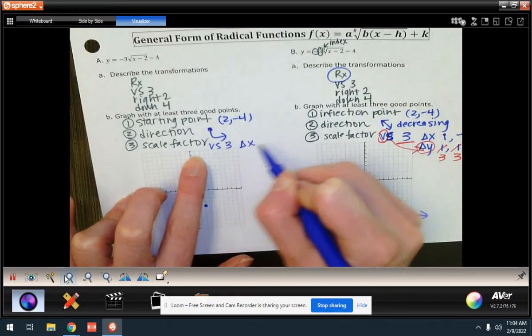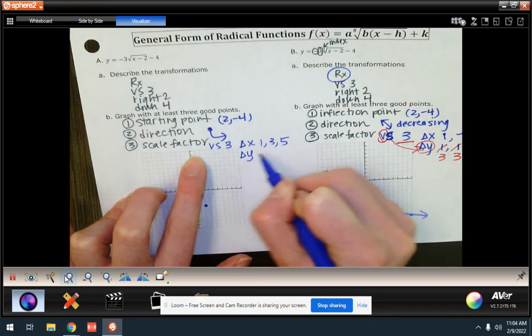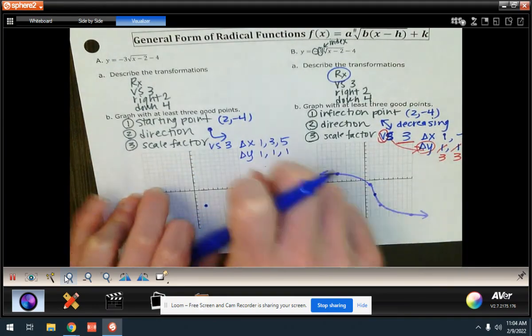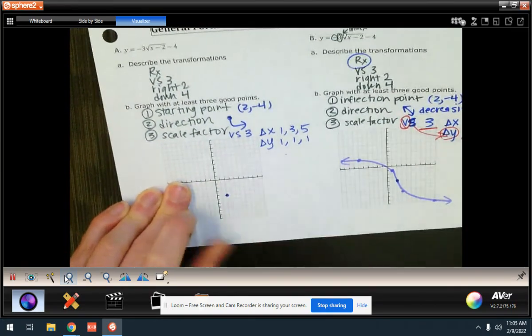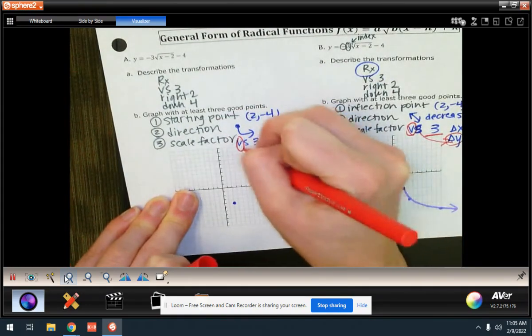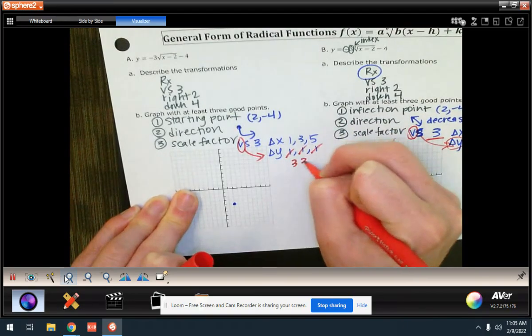And so our change in x, which was 1, 3, 5, and change in y is 1, 1, 1. Our 1, 3, 5 pattern is going to stay the same. We have not horizontally stretched it. We have vertically stretched it. And so vertical tells me I'm changing the y's by a scale factor of 3.